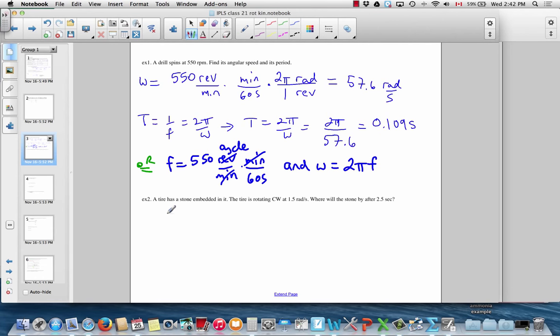Here's another constant velocity rotation problem. The tire is rotating at 1.5 rads per second. We're given the time. Where will it be?